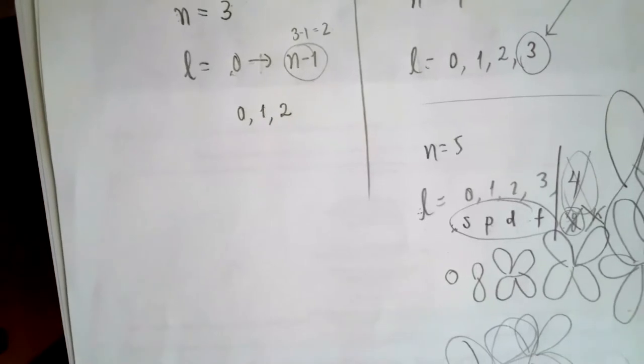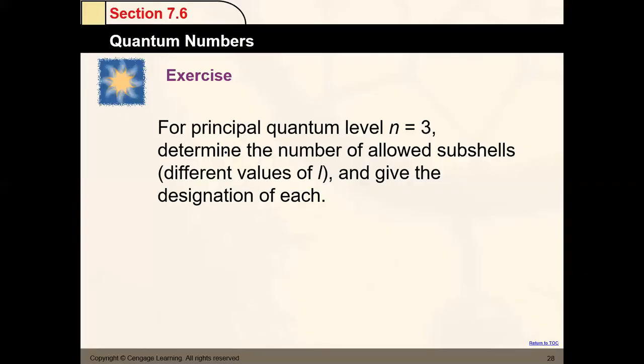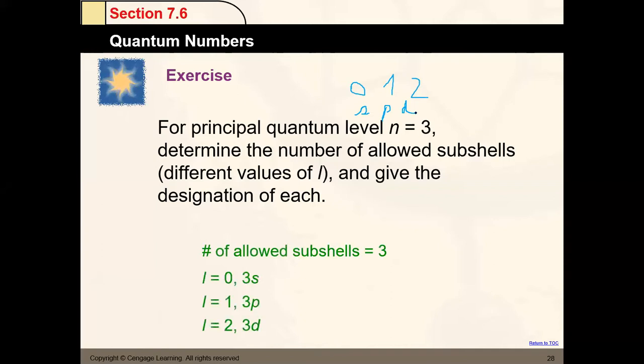Okay, so let's go back to the problem. The principal quantum number, energy level 3, determine the number of allowed subshells. We say that it can be 0, 1, and 2. So the subshell 0 is the S, this one is the P, and this one is the D. And give the designation for each. Yeah, 3S, 3P, and 3D. I forgot that. Since you have n equals 3, they receive the designation 3S, 3P, and 3D. That's also something that I forgot to mention.